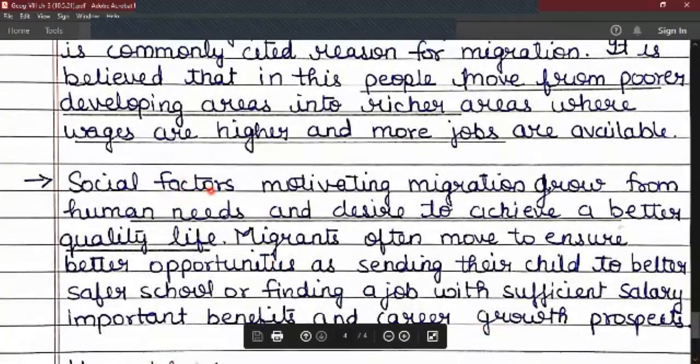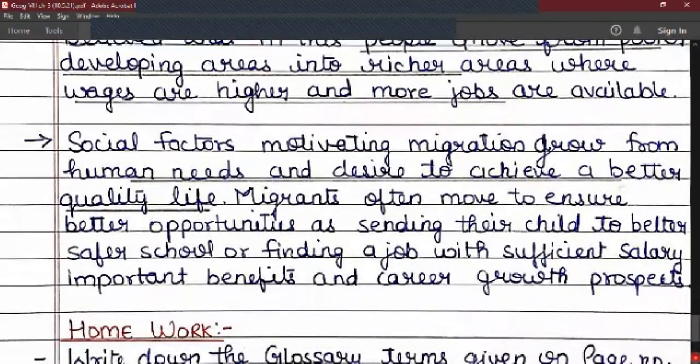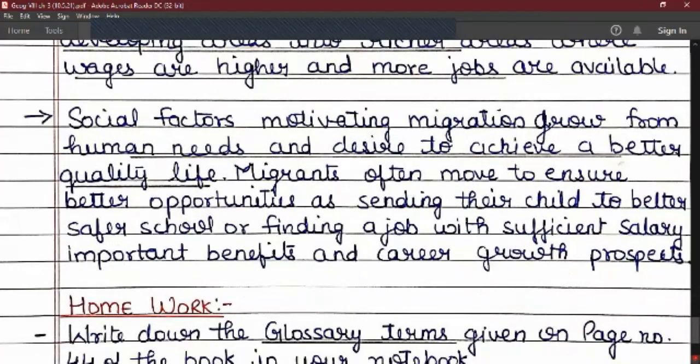Third, social factors motivating migration grow from human needs and desire to achieve a better quality of life. Migrants often move to ensure better opportunities, such as sending their child to a better and safer school or finding a job with sufficient salary, important benefits, and career growth prospects. So, students, these are all the push and pull factors related to the migration of people. So, this is our today's topic.